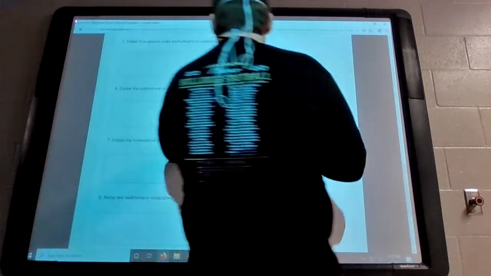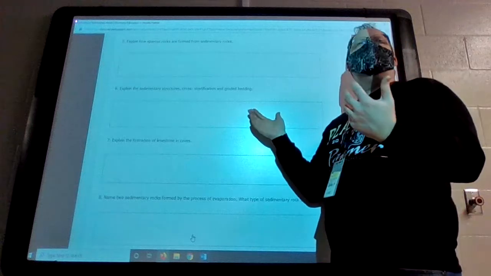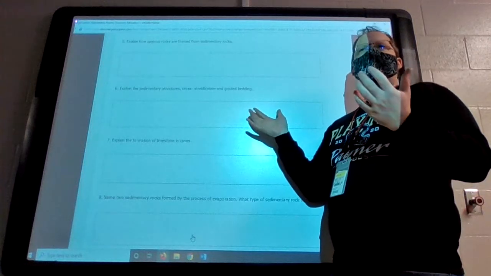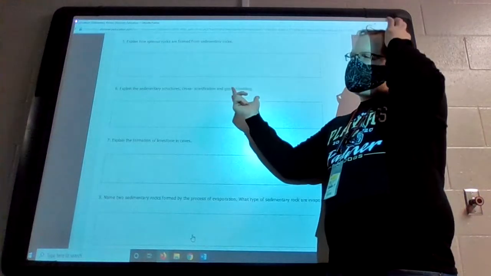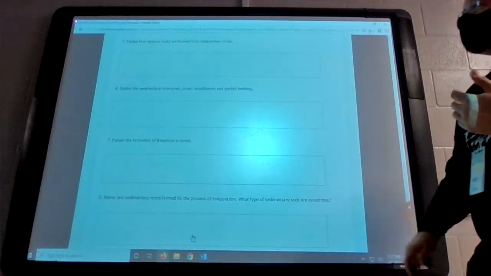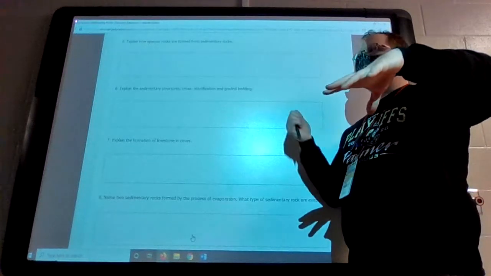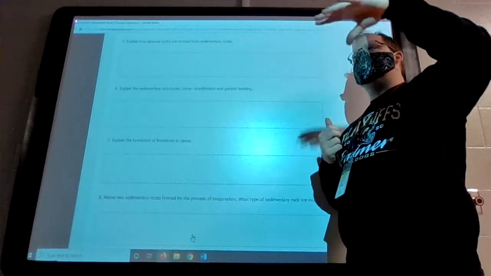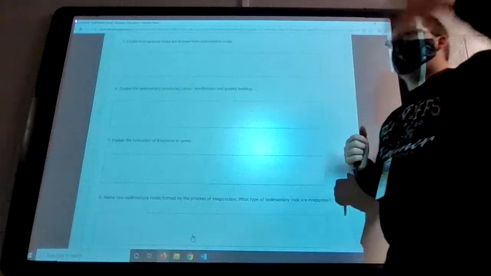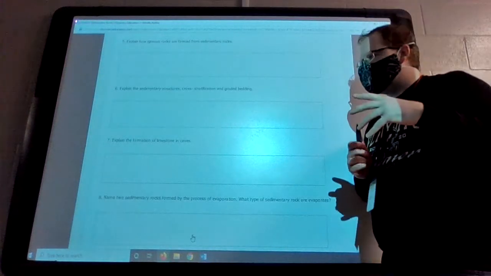Graded bedding is sorting based on seasonal changes of water flow in a creek or stream. So I get layers of large pieces of sediment, medium pieces of sediment, and then small pieces of sediment alternating over and over again. Small, medium, large, small, medium, large.